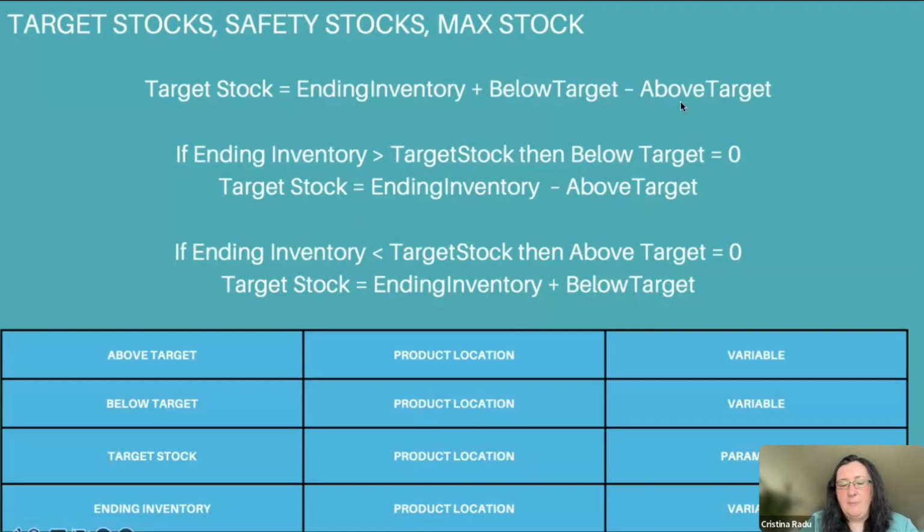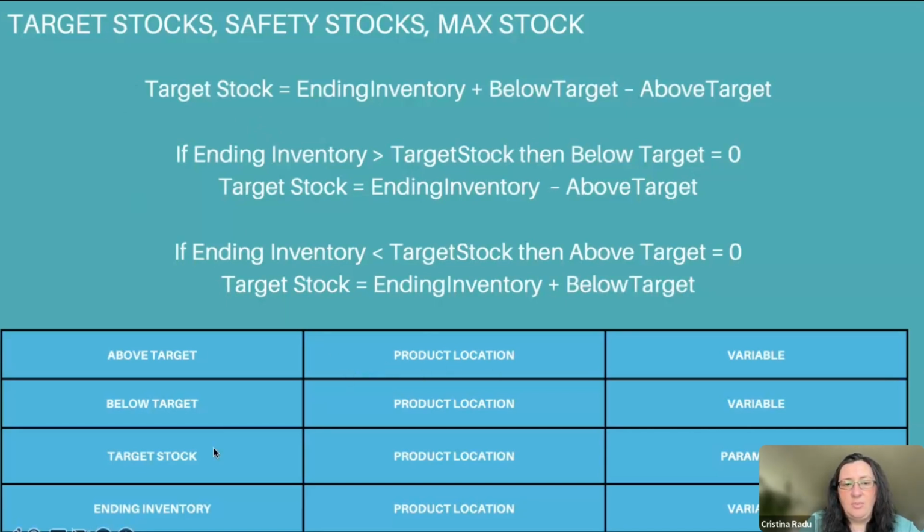You have two of them, but they cannot both be bigger than 0 at the same time, because you are either below target or above target, but for each product it can be different, or even for each bucket. In one bucket you can be below target, in another bucket you can be above target. So then you need to add those constraints, right? And the dimensionality is very simple because they are all on product location.